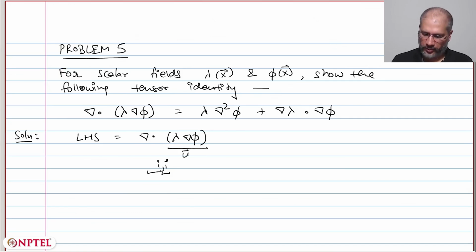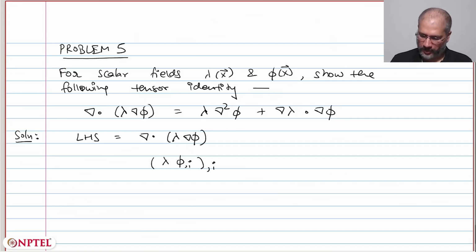So let's use this idea and write the expression here. There is this lambda times grad phi, which is like a vector u i, and then divergence of that gives a comma i. So what is lambda times grad phi? That's lambda, and grad phi is phi comma i. That's what we have seen in the lecture this week. So this is the left hand side in the indicial notation.